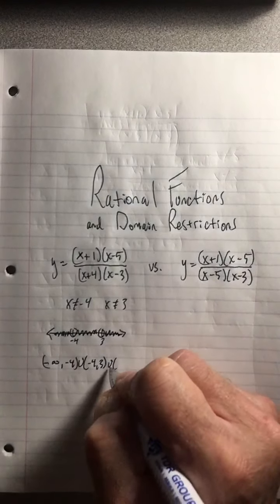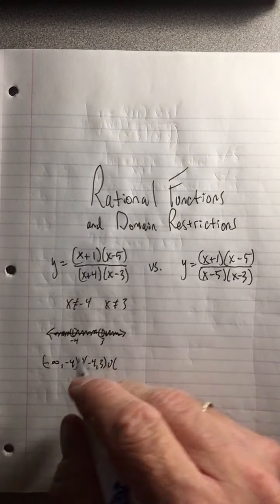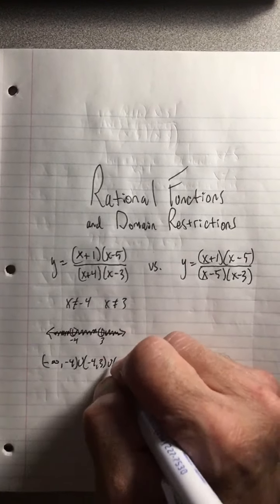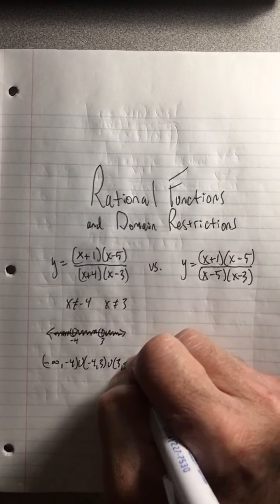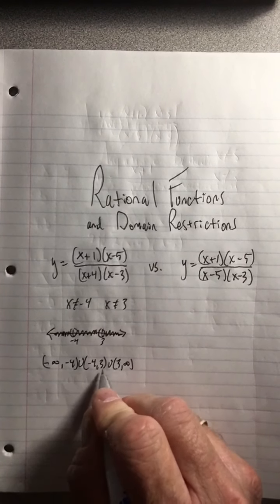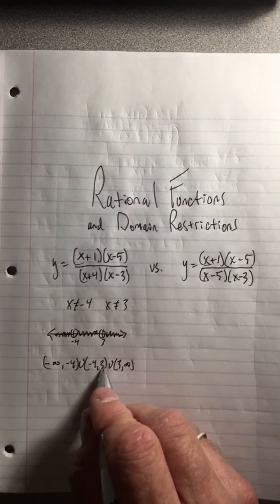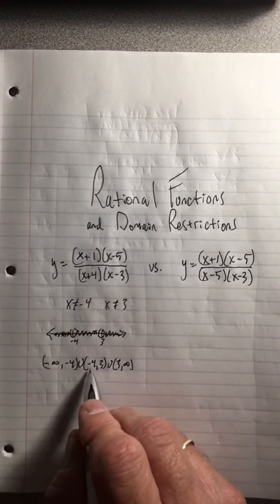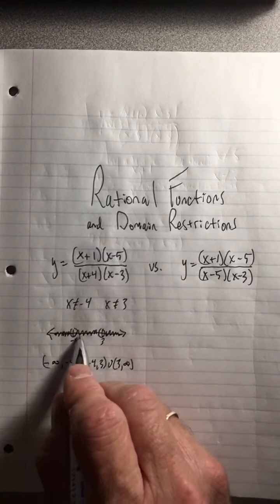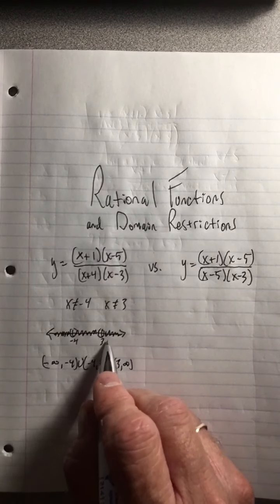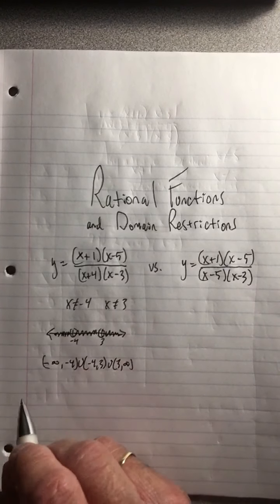And then we say this union symbol is just how you group or add sets. And then we say 3 to infinity. These parentheses next to the numbers mean they're not included. So -4 is not included, 3 is not included, but every number in between -4 and 3 is included. So this interval notation here describes that interval, this interval describes that one, and this interval describes that one.